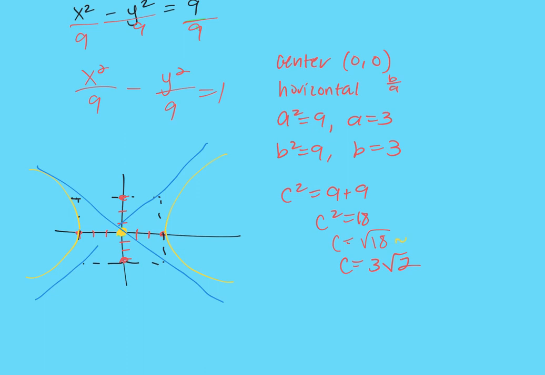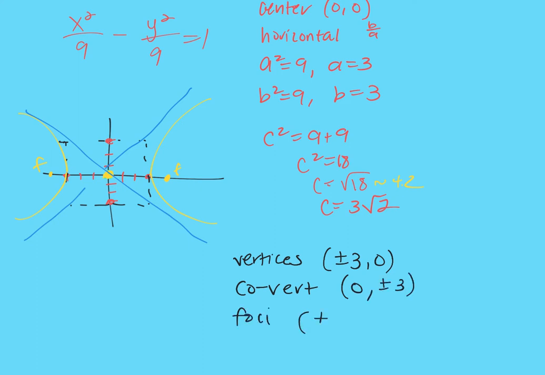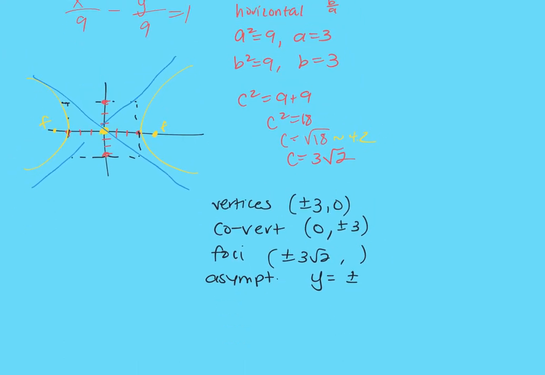My foci, so this would be like 4.2 almost. I'd have to go over here and over here. So then the vertices, we had the center already. Yeah, center 0, 0. Vertices are plus and minus 3, 0. Co-vertices, 0, plus and minus 3. Foci, plus and minus 3 root 2, 0. And asymptotes, y equals plus and minus b over a, which is 1, x.